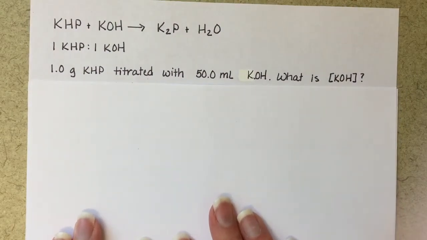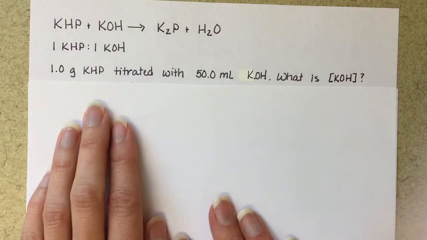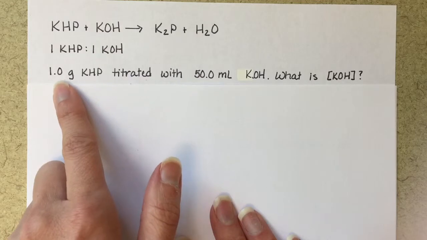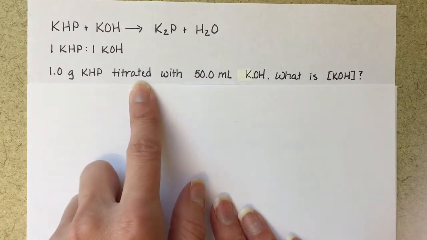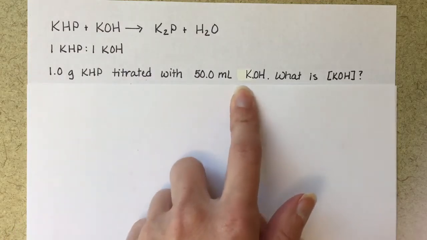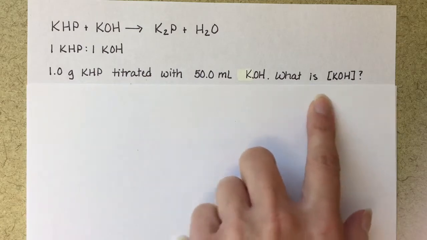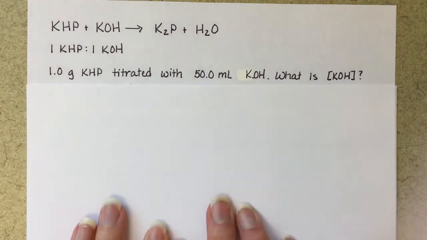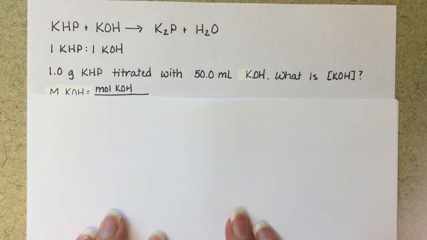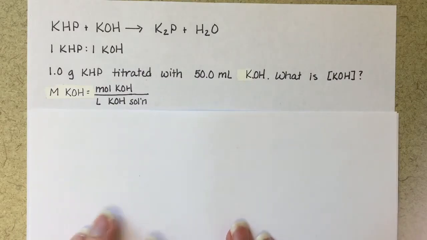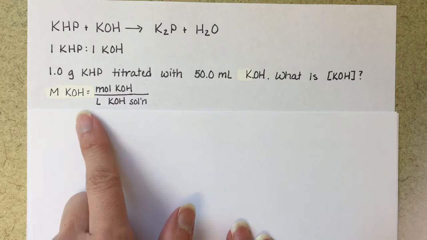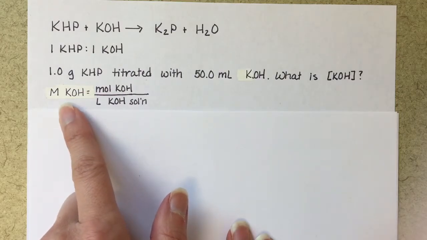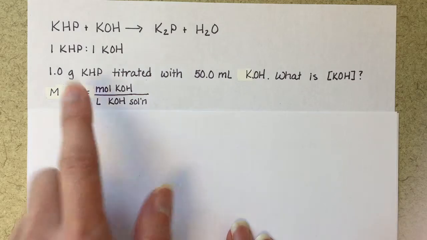Now what I have here is a problem that's similar to question number 3 in your pre-lab, but it's not exactly the same. It's the same idea. We have 1 gram of KHP and it's titrated with 50 mL of KOH solution. What we want to know is the molarity of the KOH solution. So in order to begin, let's start by thinking about what variables we need to have in order to determine the molarity of the KOH solution.